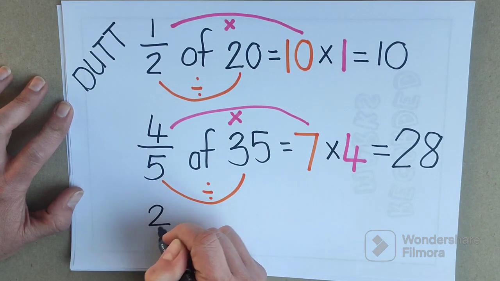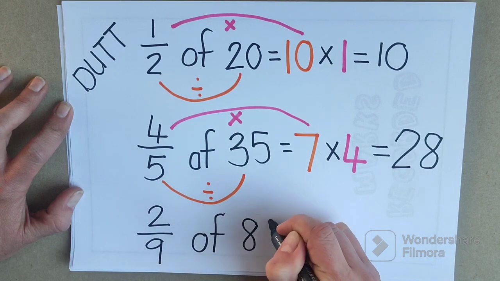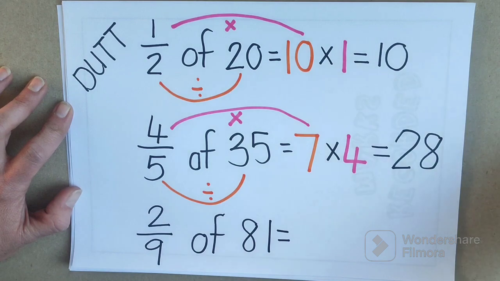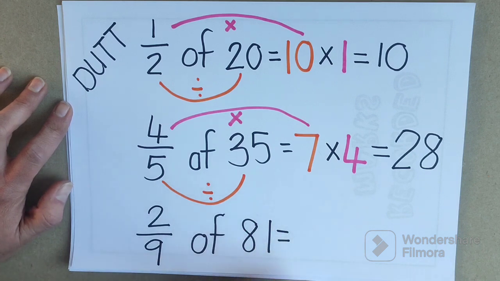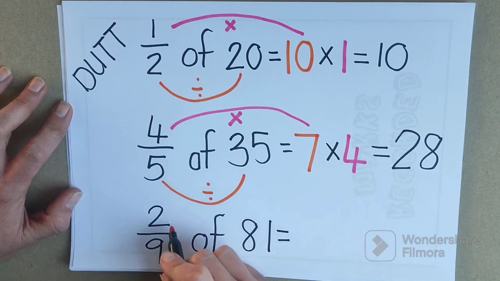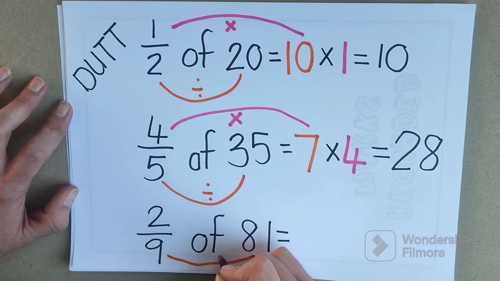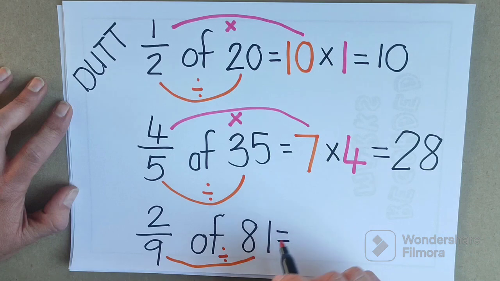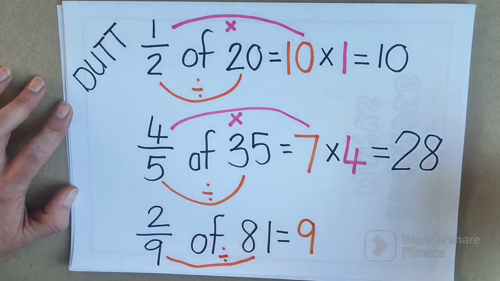Okay, so one more. Let's do 2/9 of 81. Okay, so again, this pizza is even bigger now. You've got 81 slices in your pizza. That is your whole number, okay? That's your whole. And you can eat a fraction of this whole number. So you can eat 2/9 of 81. So again, I divide 81 by 9. So I divided 81 by 9 and I get 9.